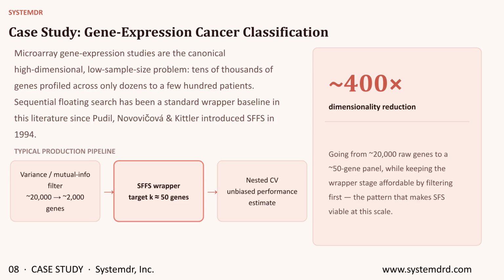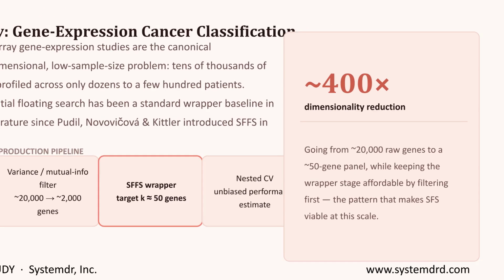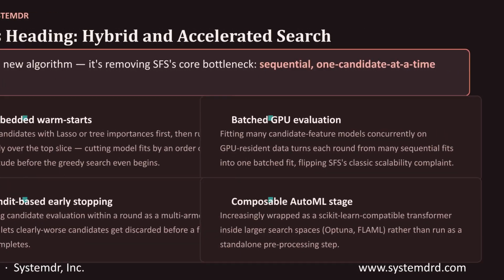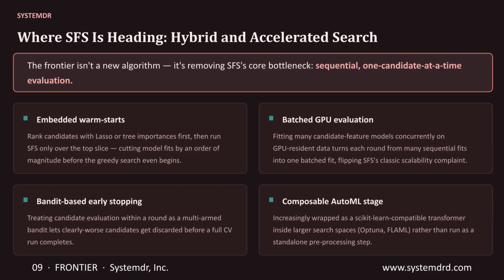And wrap the whole thing in nested cross-validation to get an unbiased estimate of how the resulting panel will actually perform. End-to-end, that's roughly a 400 times reduction in dimensionality, from 20,000 raw genes down to a 50-gene panel, while keeping the wrapper stage affordable specifically because you filtered first. That combination, cheap filter then careful wrapper, is the pattern that makes SFS viable at this scale, and it generalizes well beyond genomics. I want to close the technical portion by looking at where this is heading, because the frontier here isn't a new algorithm.